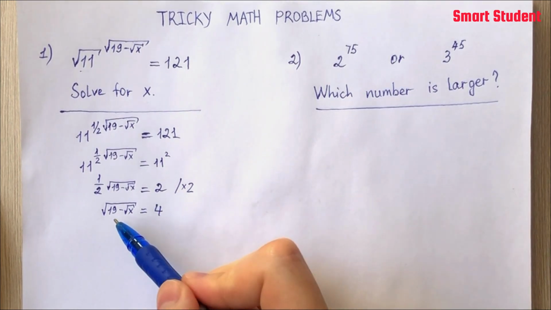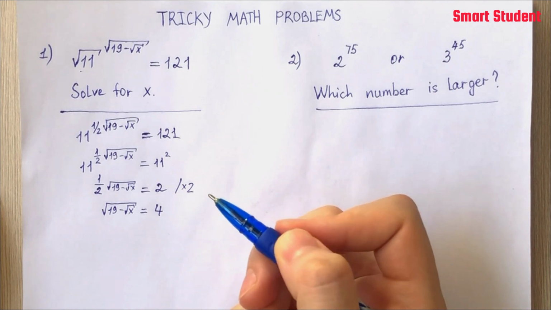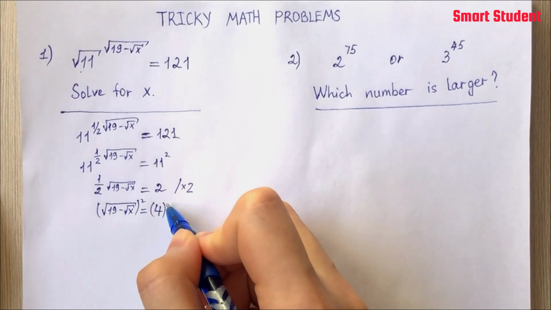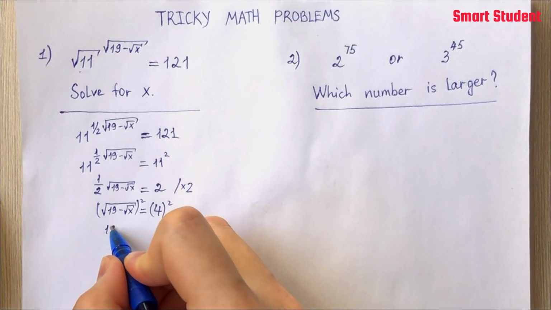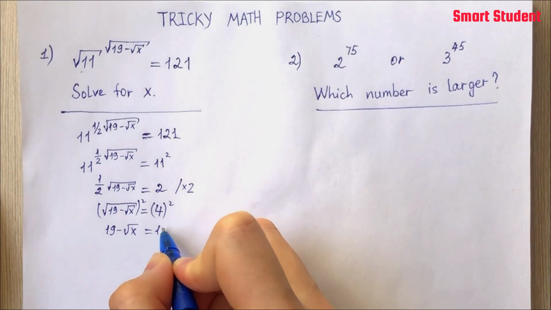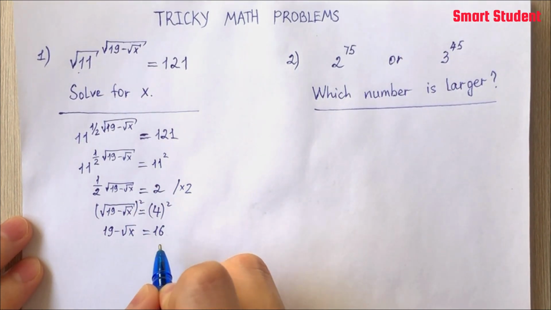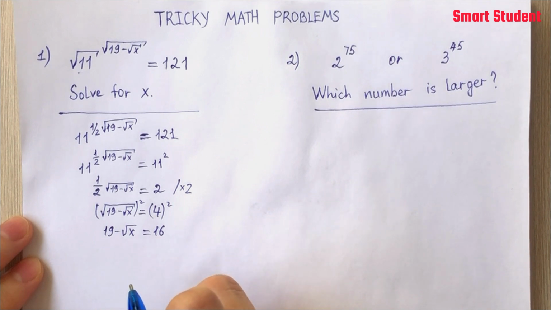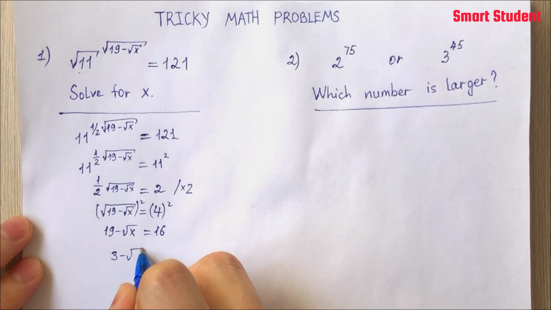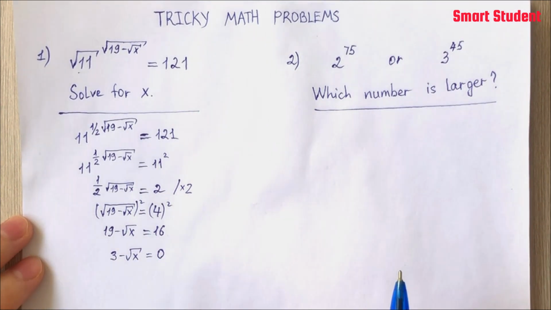Next, let's get rid of the square root. For that, all we have to do is to square both sides. And if we do that, we get 19 minus the square root of x equals 16. So now let's subtract 16 from both sides, and we're gonna get 3 minus the square root of x is equal to 0. Almost done.